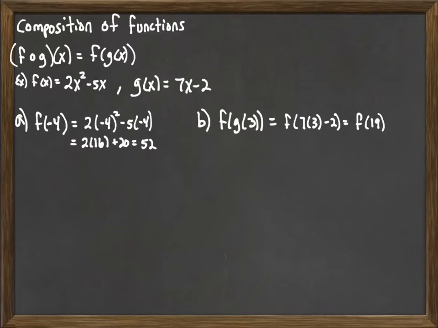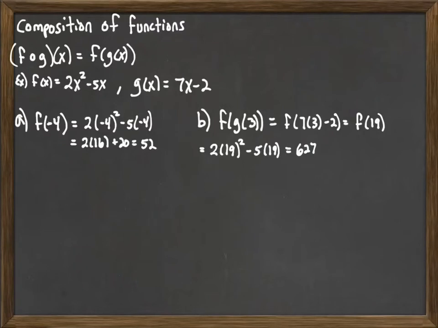And we do that just like we did with the negative 4. We're going to go into the f function, and everywhere we see the variable, we replace it with 19. So we get 2 times 19 squared minus 5 times 19. And then we just work that out and see what that's going to be. And that's something where you can just plug it into a calculator and get an answer pretty easily of 627.